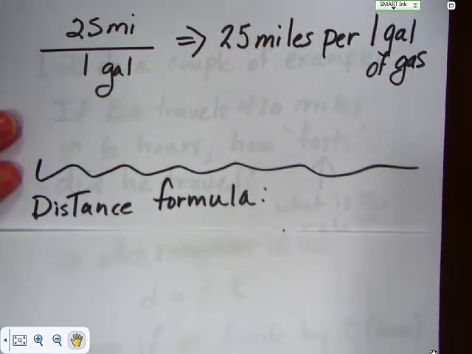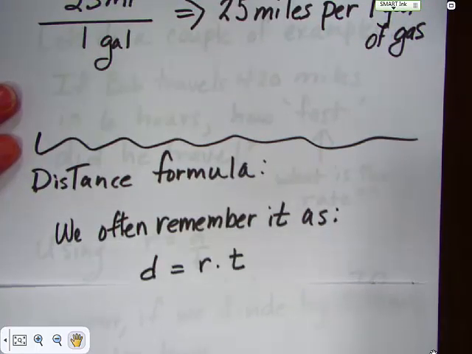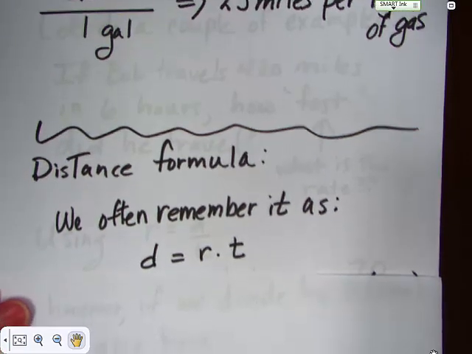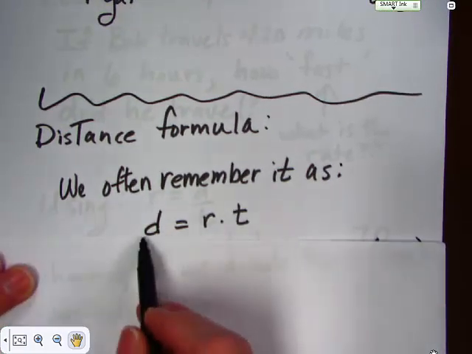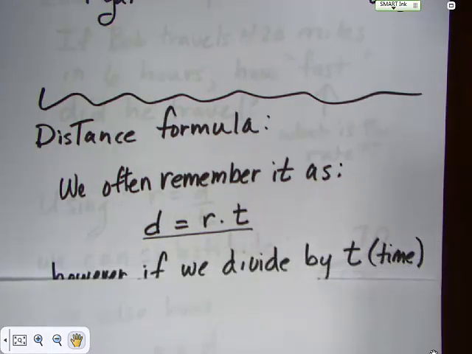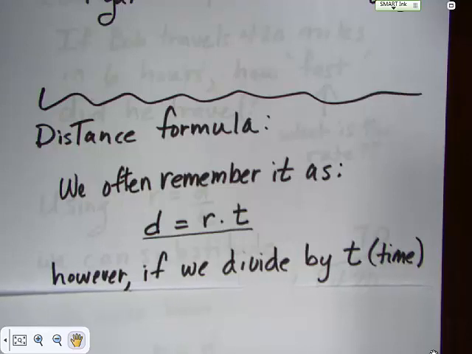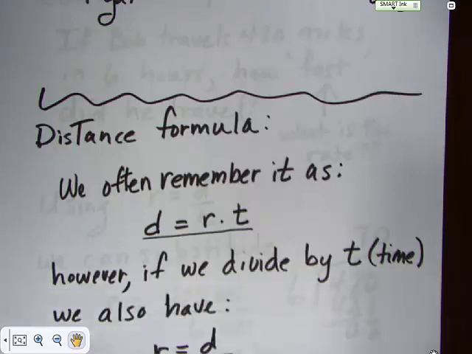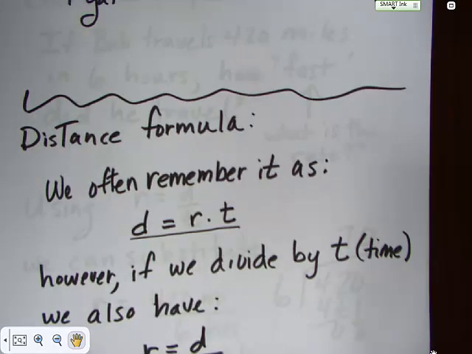Now, the distance formula is more often seen as distance equals rate times time. That's what we're used to. When you say, hey, do you know the distance formula? People will say, oh yeah, I know it. It's distance equals rate times time. And that is true. That's absolutely right. If we play with the formula just a little bit and we divide both sides by time, we will have rate equals distance divided by time.